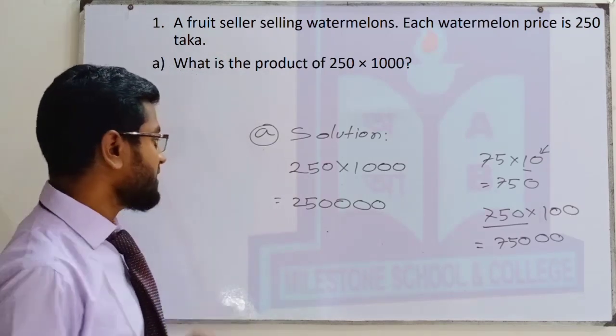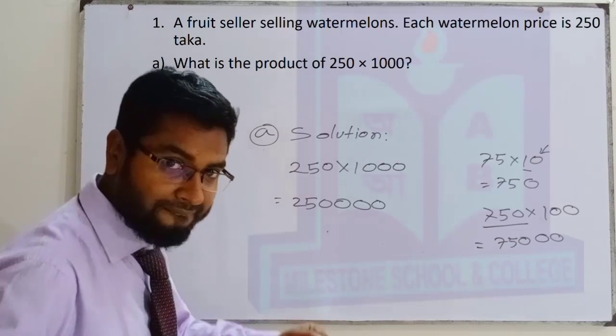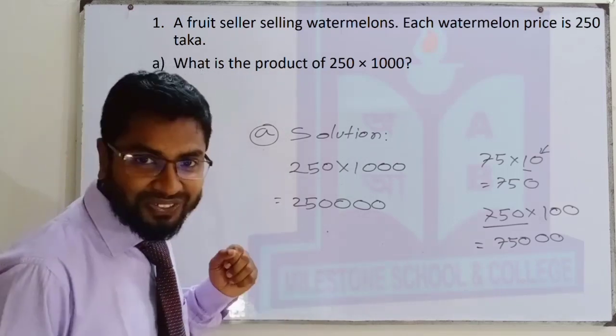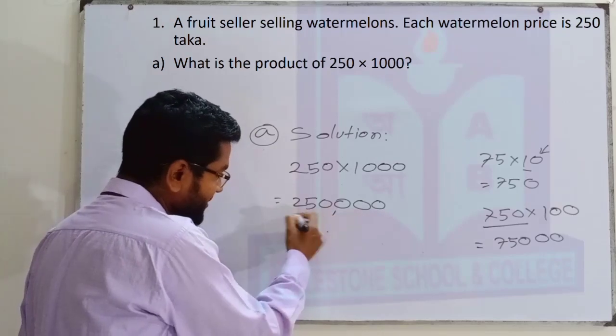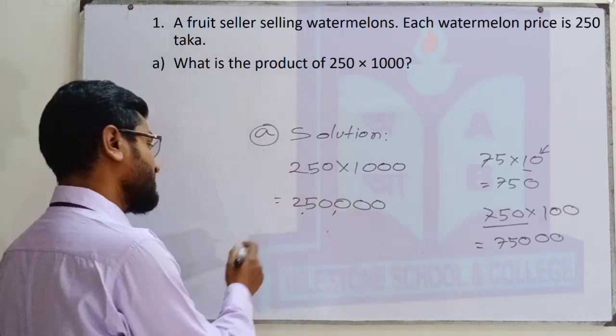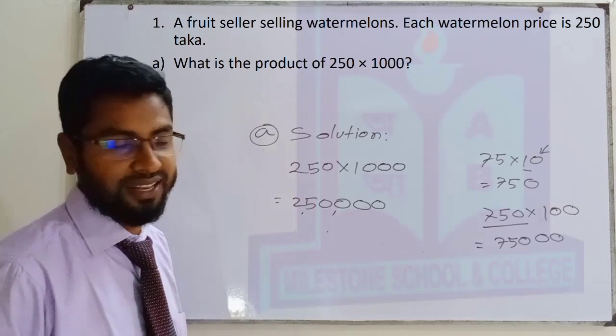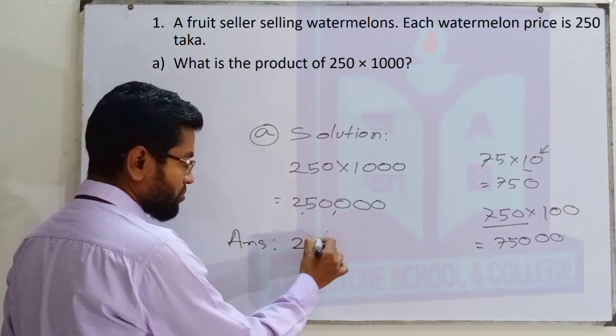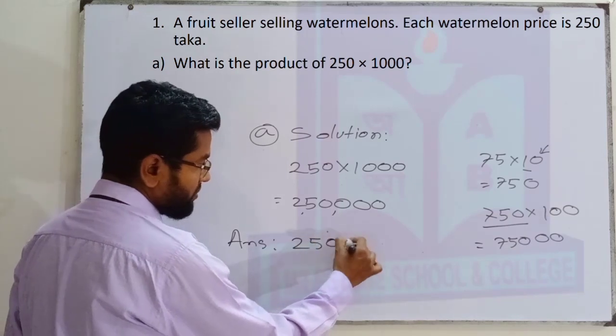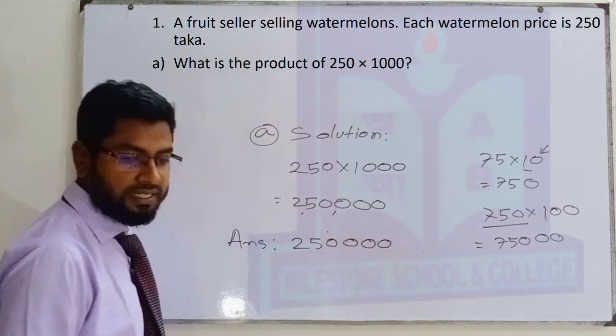What is the answer? So have you forgotten that song? 3, 2, 2. Have you forgotten that one? See, 3, 2. Then what is the answer? 2,50,000. Answer, you must write answer. 2,50,000. This is number A.